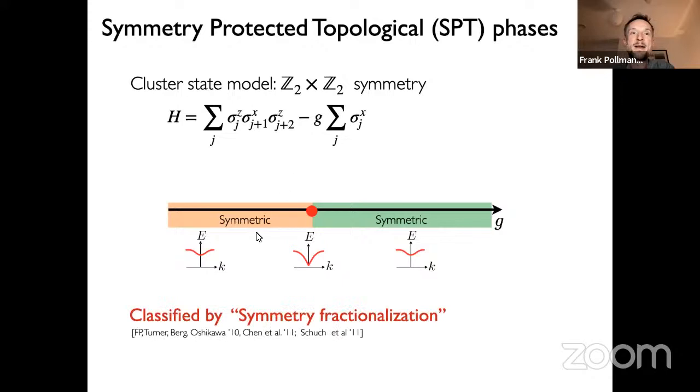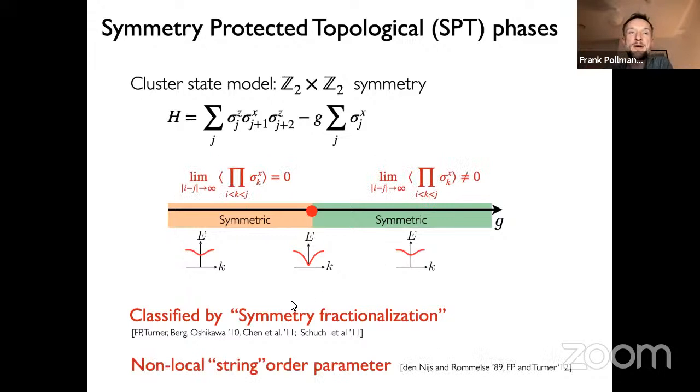And it turns out we can understand this in terms of so-called symmetry fractionalization. This is telling us basically how the symmetry is represented in terms of the edge degrees of freedom of a finite chain. I'm not discussing this in detail, but there is a mathematical framework that actually distinguishes the left phase from the right phase. And the direct consequence of the different ways the symmetry acts on open chains, or the ends of a chain, is the existence of a so-called non-local or string order parameter.